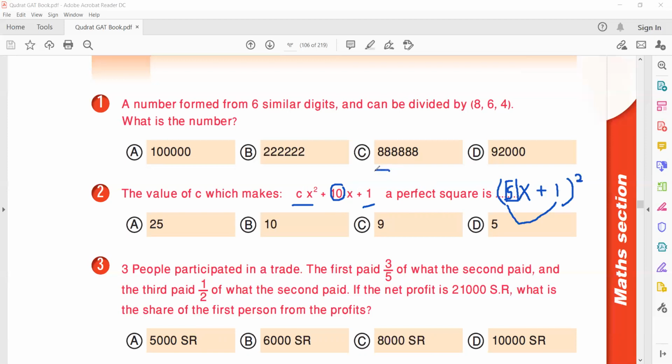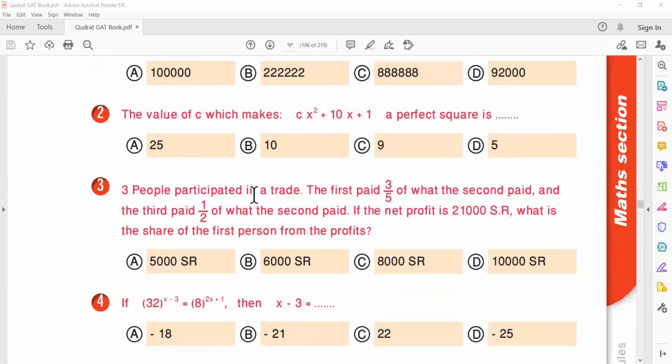So now C equals what? C equals 5. So what is the answer? Here 5, and C squared will be 25. Because you put 5 here, and 5 squared is what? It is 25. So the answer is A. Right? Good.